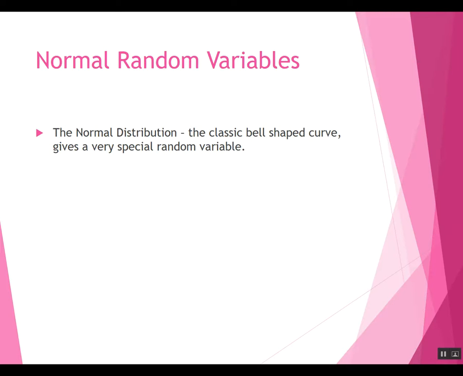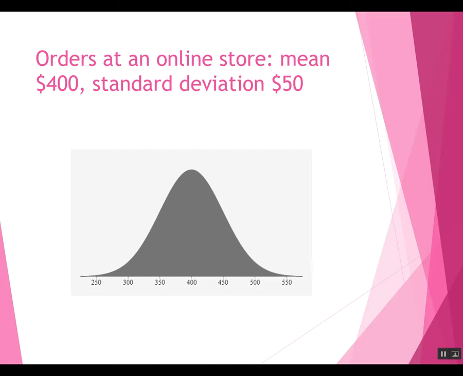We're going to talk about normal random variables. This is one example of a continuous random variable, and it's the most important one and the only one we'll talk about in this class, but there are others. A continuous random variable is described by what's called a density curve, and we'll use this picture as an example. Orders at an online store have mean 400 and standard deviation 50, and we picture the outcomes as numbers that go from roughly 250 to 550, centered at 400, and a normal distribution has this bell-shaped curve.